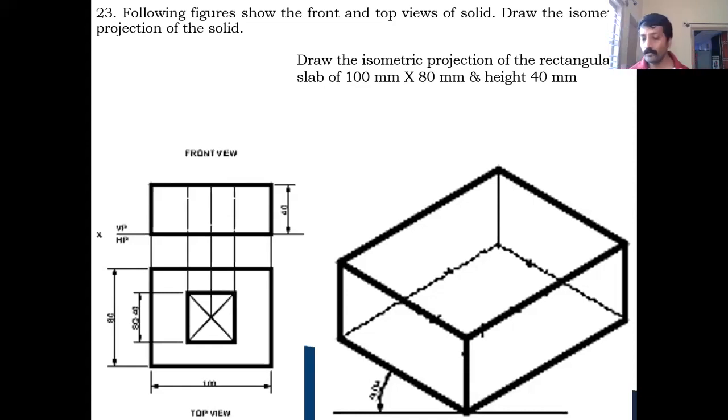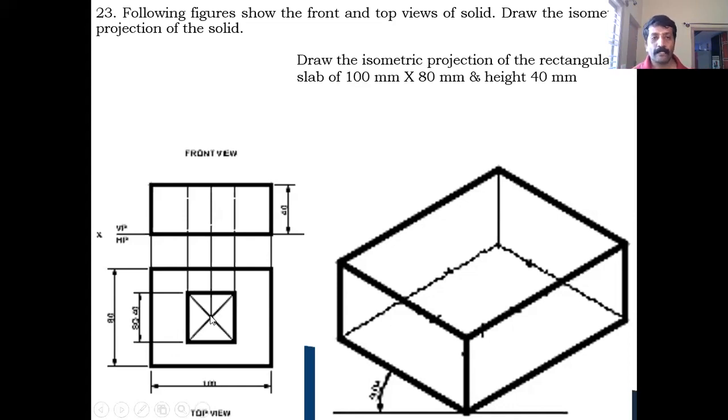How to draw the top view? First, you draw the rectangle of 80 by 100. Draw the diagonals to get the center. From the center, you need to draw the square of 40 millimeter. Square 40 millimeter by 2. If I take from the center, how much does it come? 20. After getting the center, you draw a horizontal line as well as a vertical line passing through the center.